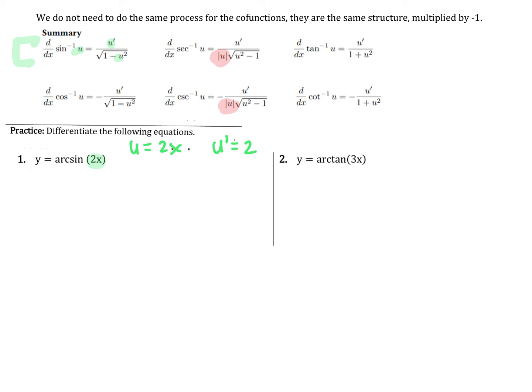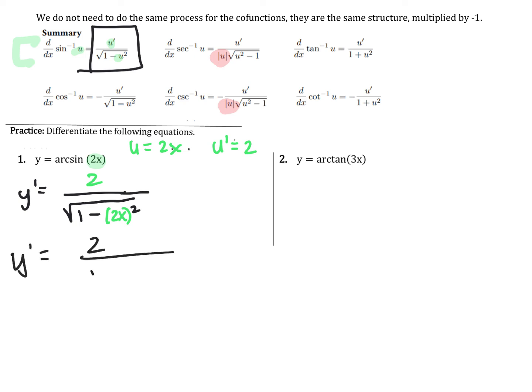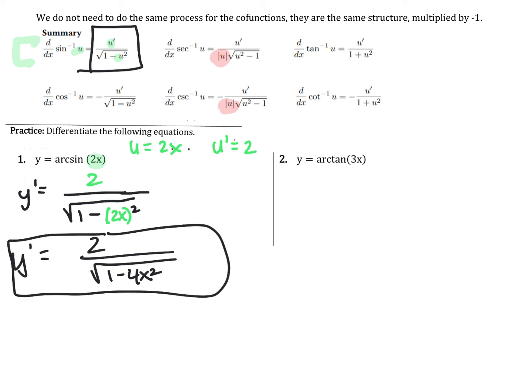So when we apply the formula, I'm going to call this y prime. You could also call it dy dx. We're going to take this up here, but we're going to plug in u and u prime. So u prime is 2 over the square root of 1 minus, and then u in this case was 2x quantity squared. And you could simplify this if you want to just say 2 over the square root of 1 minus 4x squared. But identifying u and u prime is going to make it easier to work through this process. So why don't you go ahead and try number 2.